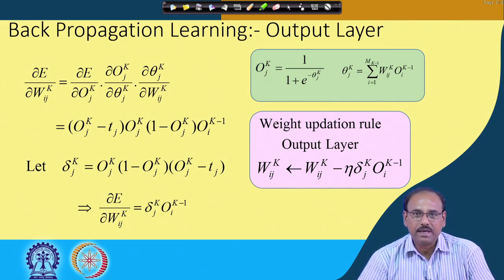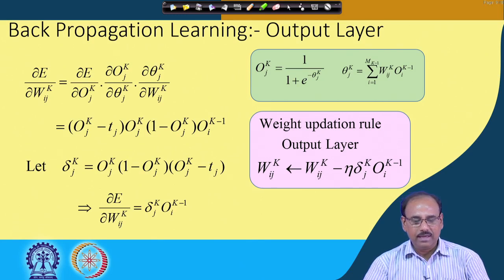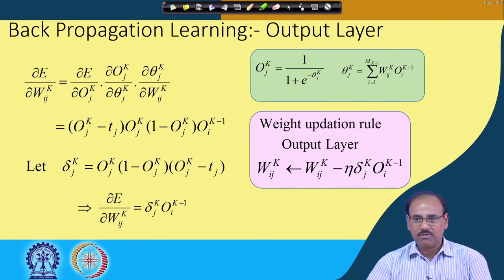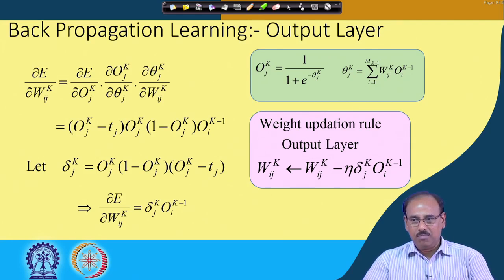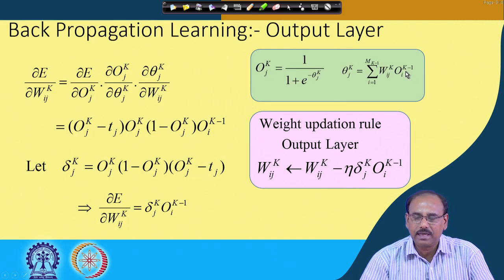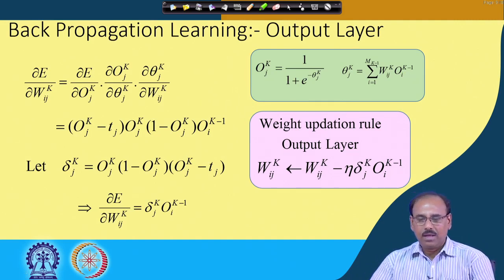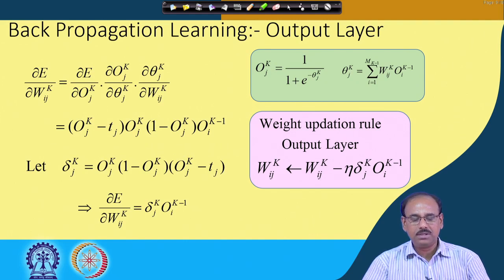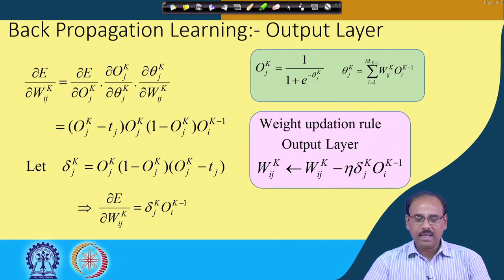So, we compute this derivative using the chain rule, that is del E del Ojk times del Ojk del theta jk. If you remember, Ojk is nothing but the sigmoidal function of theta jk. So, it is del Ojk times del theta jk, and theta jk is the weighted input or weighted sum of the inputs at the jth node. So, that is given by Wij times Oik minus 1. So, the last component in this chain becomes del theta jk del Wij.